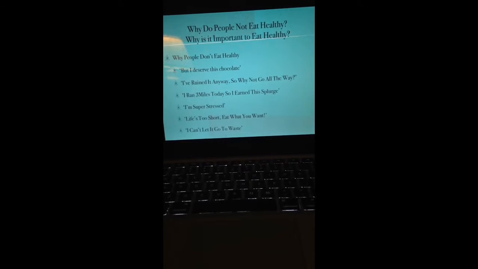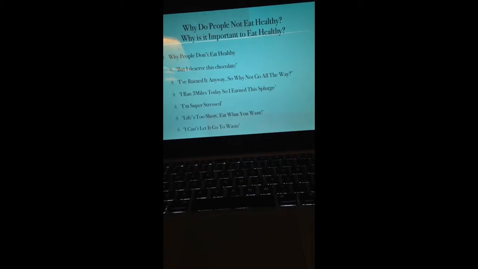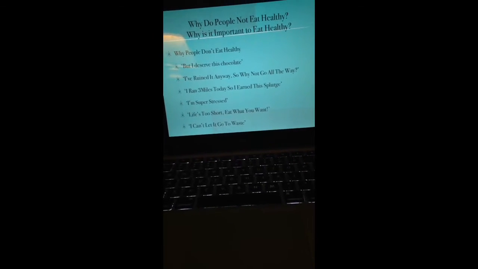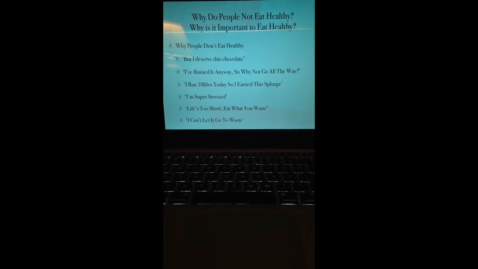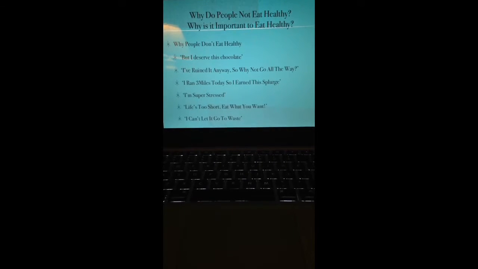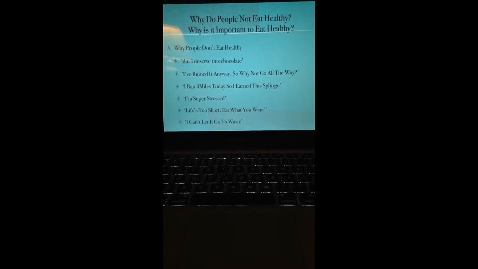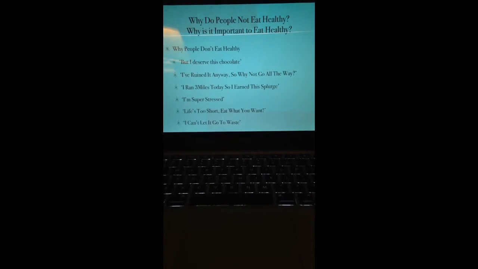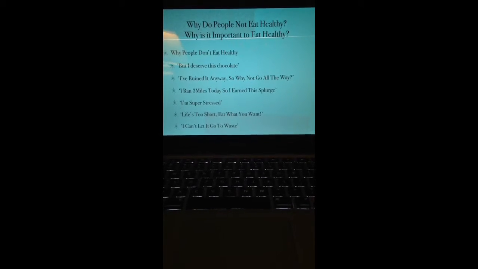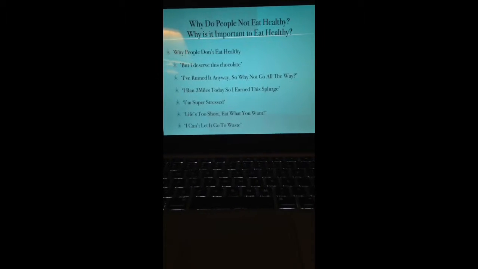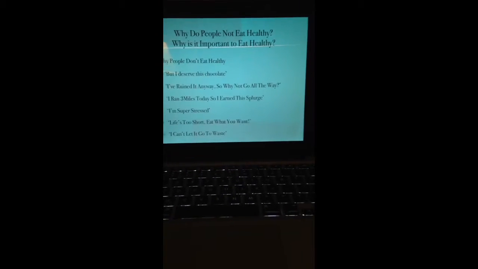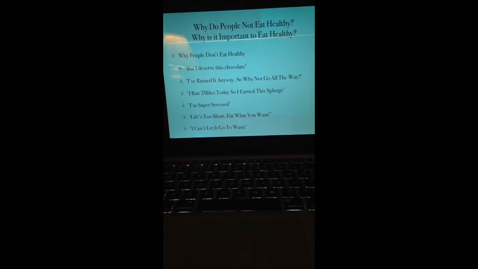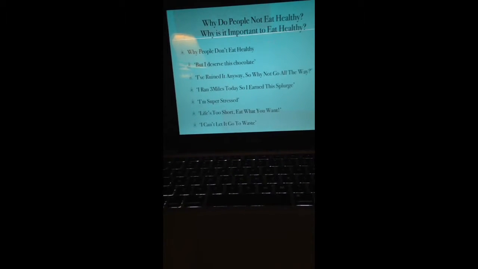Next discussion is, why do people not eat healthy, and why is it important to eat healthy? I have just a few discussion points on the slide of why people don't eat healthy. Some excuses that people give for eating unhealthy. "But I deserve this chocolate," if they're super stressed out or something to that nature. "I've ruined it anyway, so why not go all the way?" Referring to a diet if they've ruined their diet.